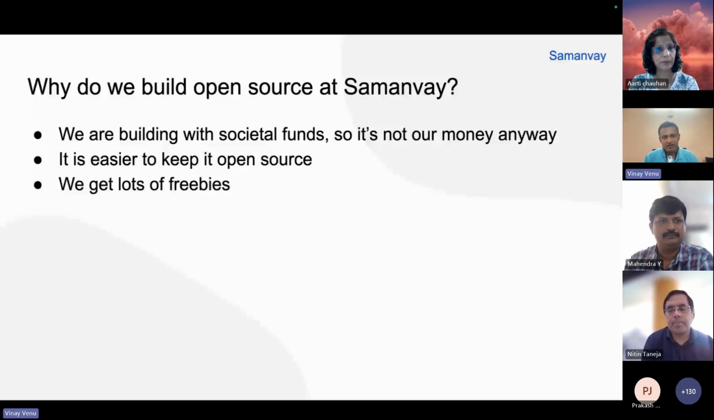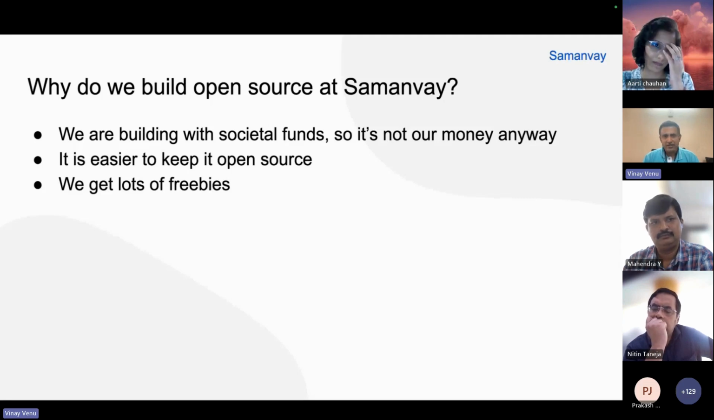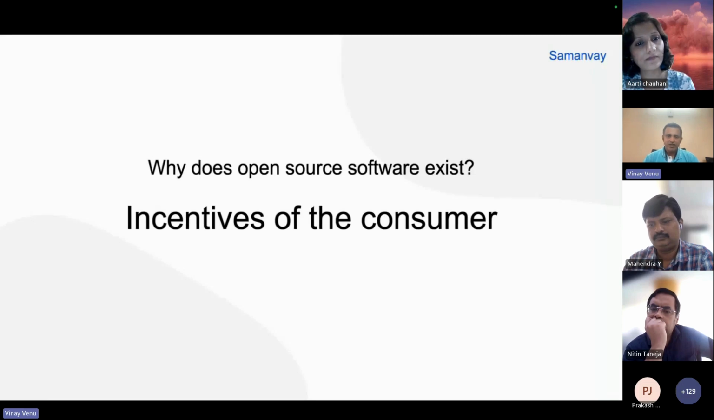And the other thing is we are generally lazy, which means that keeping it open source is relatively easier than actually making it closed source. And we get a lot of freebies. Like organizations actually give us free licenses and things like that to use if something is open source. We get a lot of freebies, so we're happy with it anyways. It's a secondary reason, but we still do it. Okay, so that is from a builder's perspective.